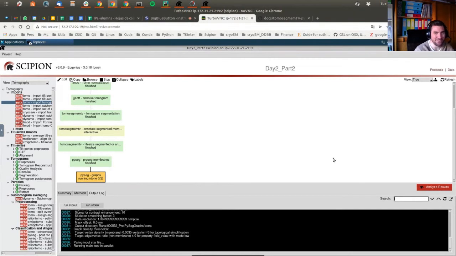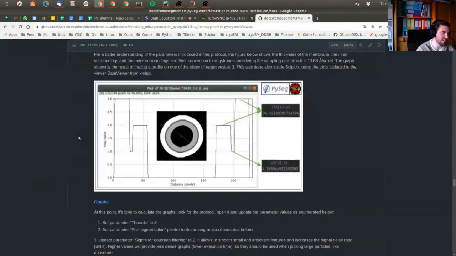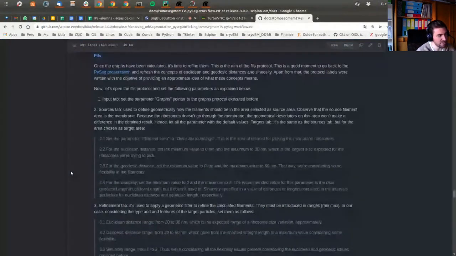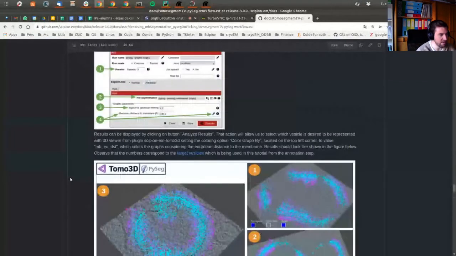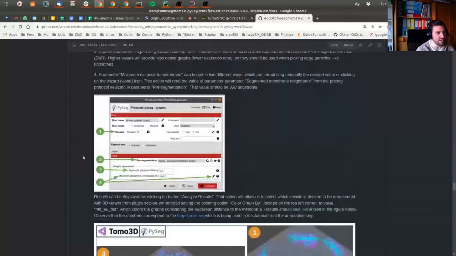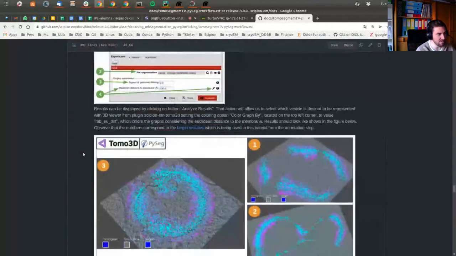Cool. Okay, so while it's finishing, those who have to leave, don't worry, because everything is explained in the documentation until the last step. So while it's finishing, let me comment a little bit on what we are going to find in the results of the graphs.